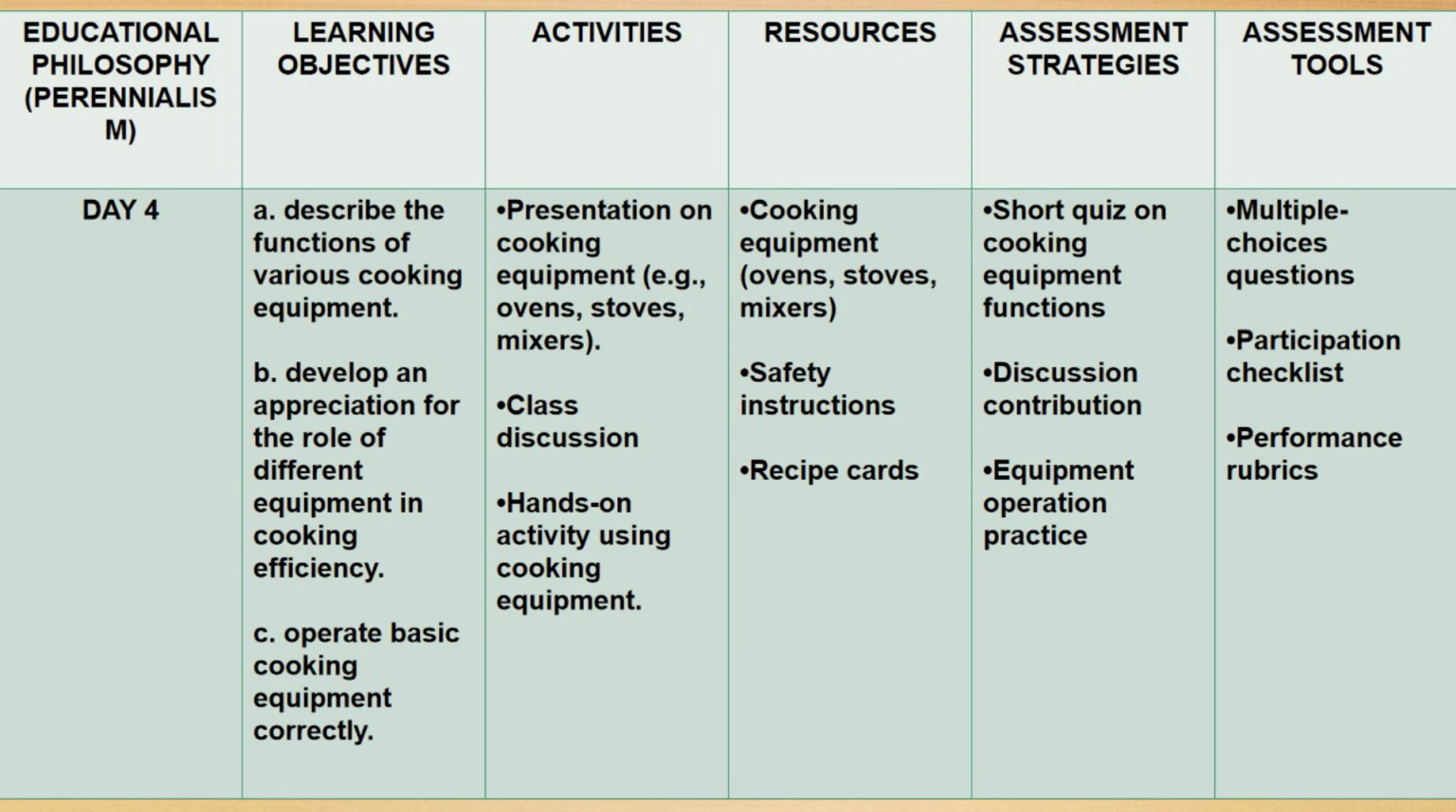And for the psychomotor performance rubric, description, a rubric with a specific criteria to evaluate students' operation of cooking equipment. So this tool measures students' ability to correctly and safely use the equipment. For example of this, criteria might include correct setup of equipment, operates equipment as intended and follow safety guidelines.